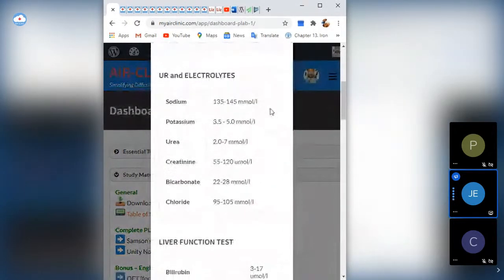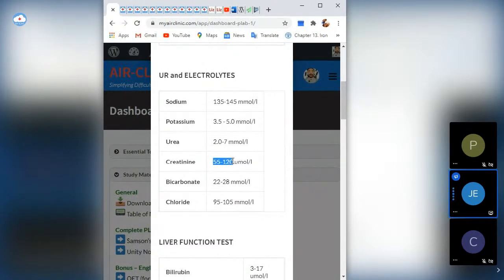So this is serum electrolytes we are questioning. Normal sodium is 135 to 145 millimoles per liter. Normal potassium is 3.5 to 5.0 millimoles per liter. Normal urea is 2 to 7 millimoles per liter. Creatinine is 55 to 120 micromoles per liter. Bicarbonate is 22 to 28. Chloride is 95 to 105. I think we should know this: 2 to 7 and 55 to 120.